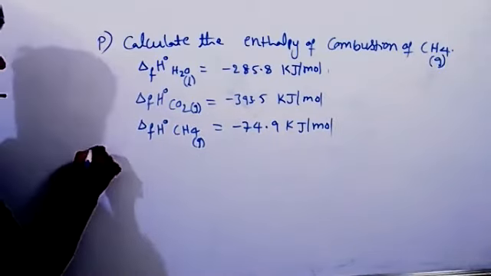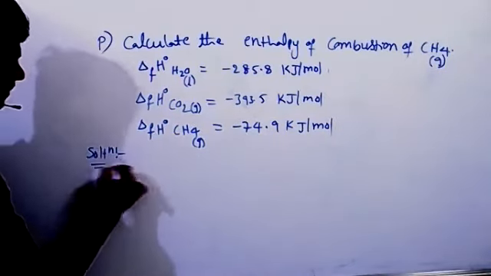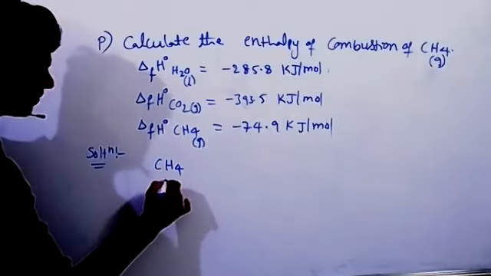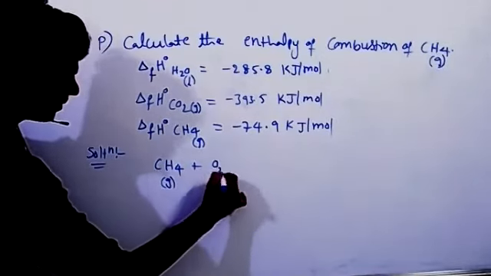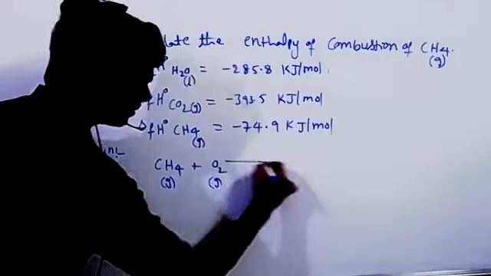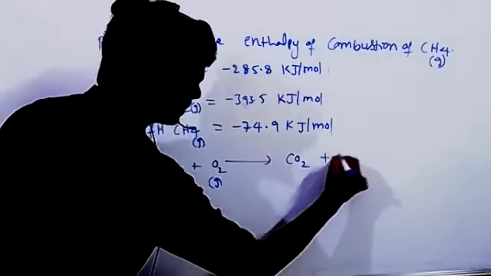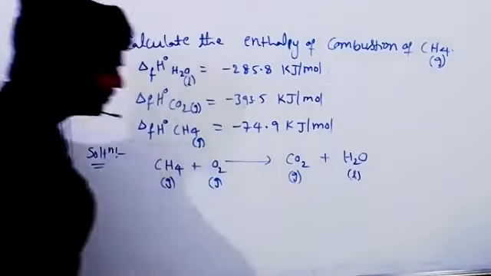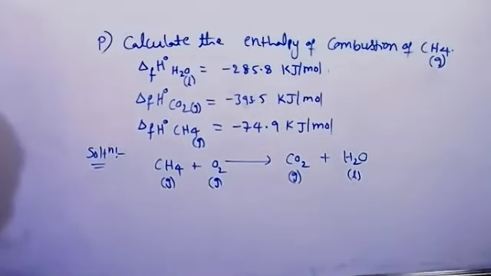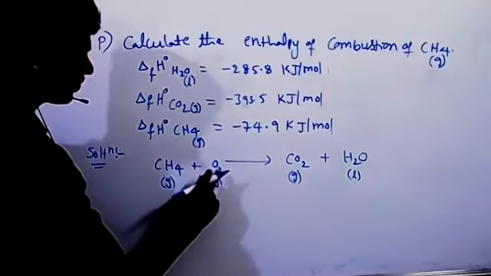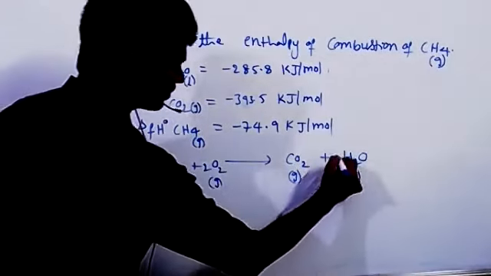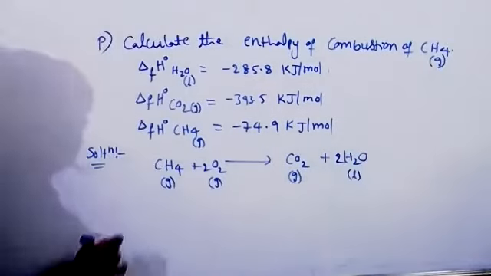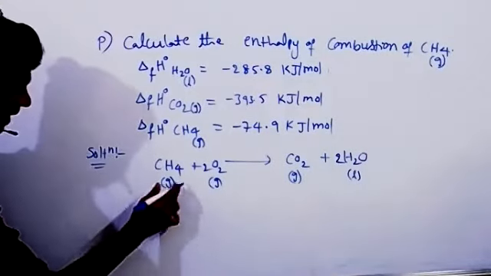So first, the combustion reaction is the combustion of methane. CH4 gas reacts with oxygen gas, giving carbon dioxide gas and water liquid. Balance the equation: CH4 plus 2O2 gives CO2 plus 2H2O. This is the balanced equation. This is actually a combustion reaction.